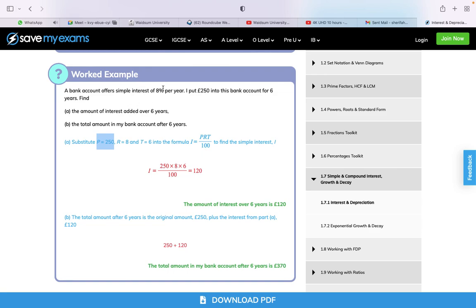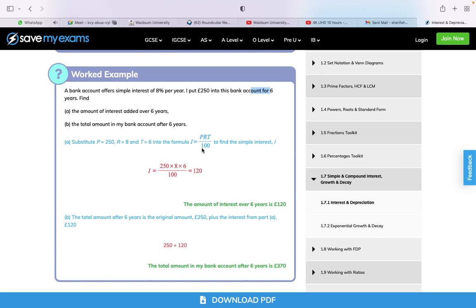Now the bank is giving you a rate of interest of about 8%, right? Since they're giving us 8%, that's what we're going to use for our R. Our rate will be 8. And then they say for 6 years, your time is 6 years. You're leaving it for 6 years. So our T is 6.